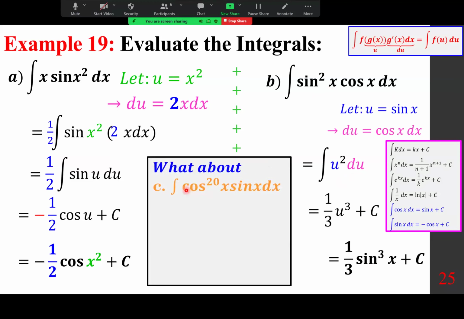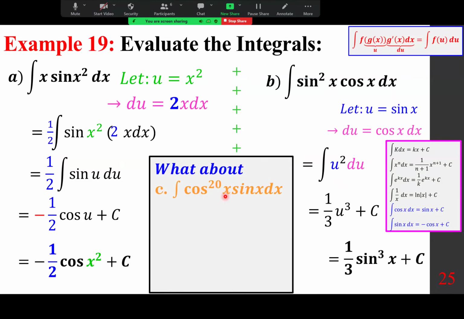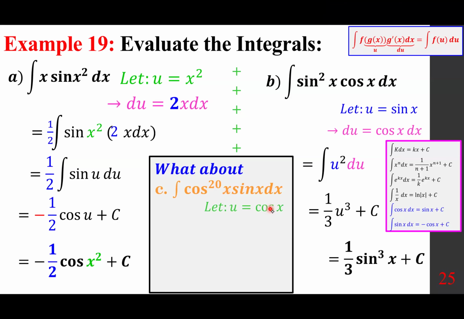What about this case? The integral of cosine to the power of 20 of x, sine x dx. Cosine is the one with the exponent, so that's a choice of u. U equals cosine x, everybody. So what is the derivative? Negative sine x. Therefore, du is negative sine x dx.